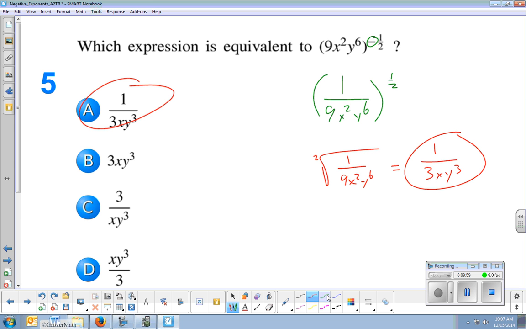So I dealt with the negative by reciprocaling the base no matter what, and then the fraction exponent, like we did in the previous one, means the bottom number is a power, a root, in this case a square root, and that got us our final answer. All right, so we'll play with this concept of negative exponents tomorrow.